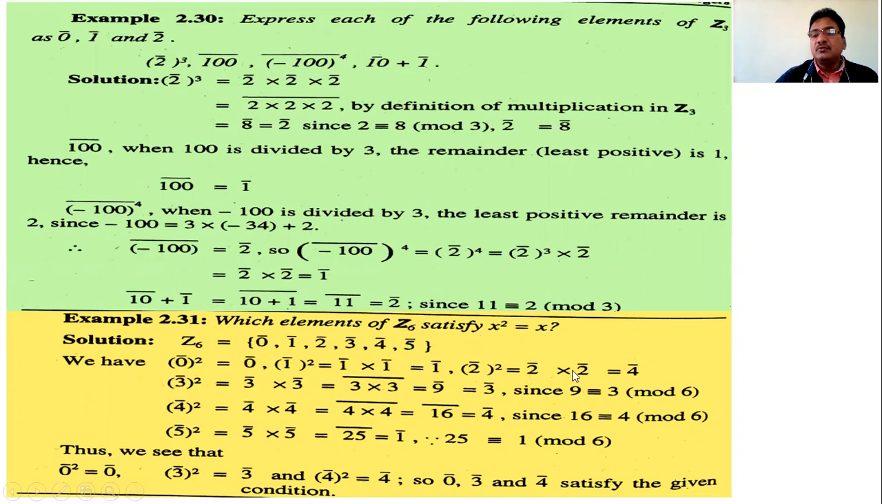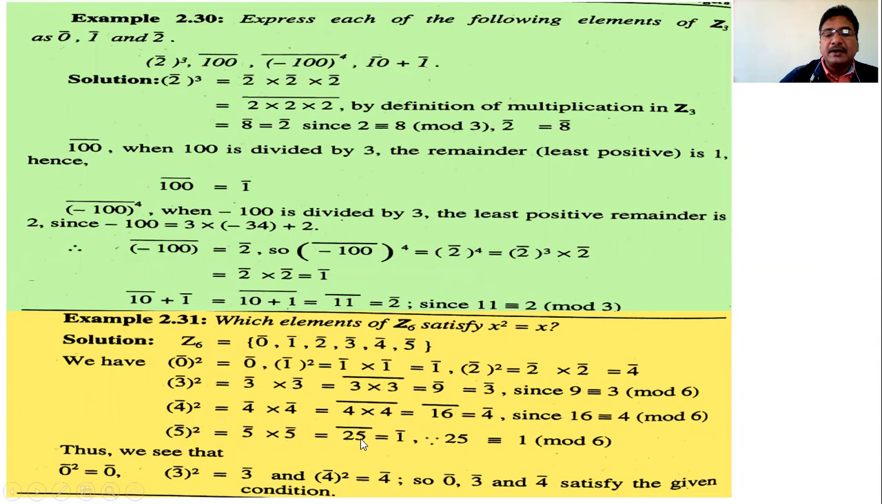Then 2 bar square is 2 bar into 2 bar, which is 4 bar. 3 bar square is 3 bar into 3 bar, that is 9 bar. And 9 bar is 3 bar: in Z6, if you divide 9 by 6, then 3 is the remainder. Then 4 bar square is 4 bar into 4 bar, that is 16 bar. If you divide 16 by 6, then 2 is the quotient and 4 is the remainder. So 4 bar.